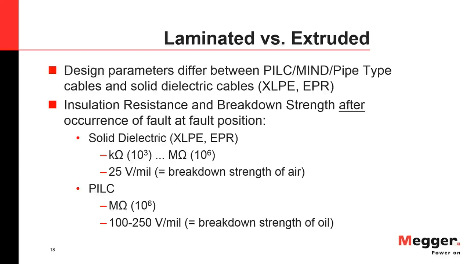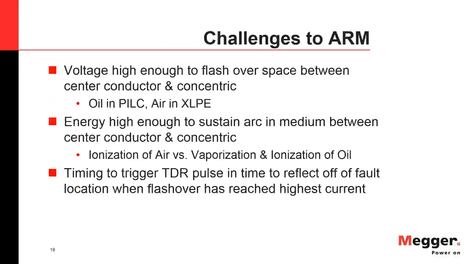First of all, you need high enough voltage to make the fault flash over, which is oil in PILC and air in XLPE. You have to have this flash from the main conductor, from the center conductor to the neutral. You have to have enough energy to actually create a spark and then develop it into an arc and sustain the arc for a few milliseconds to give the TDR time to reflect off that arc. So that is the difference between just ionizing the air and, first of all, vaporizing, displacing, and then ionizing the oil in the paper cable, which means, because it's laminated in layers, it's the oil in between those layers, which adds drastically to the breakdown voltage.